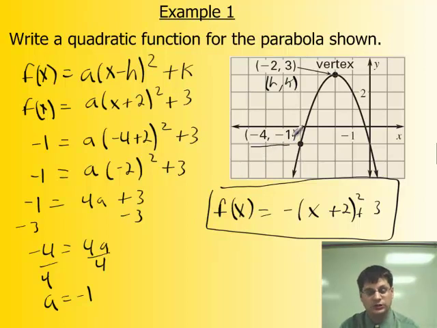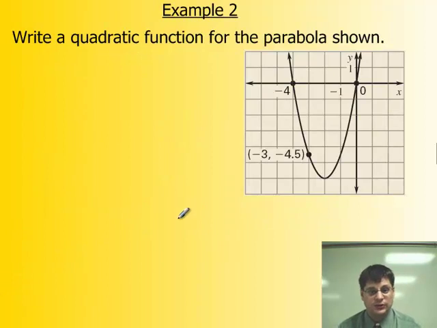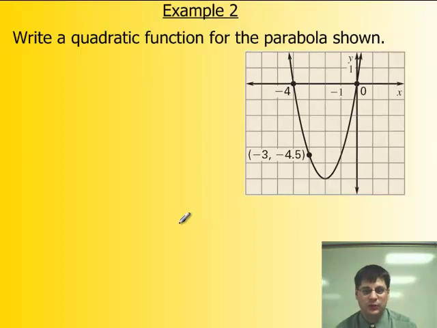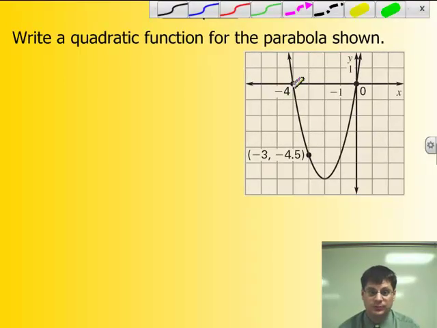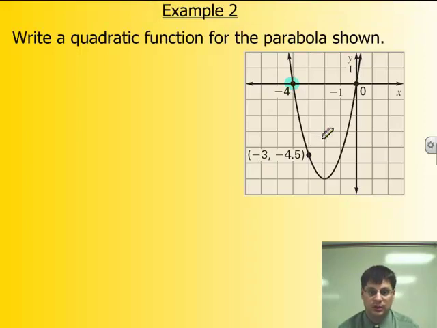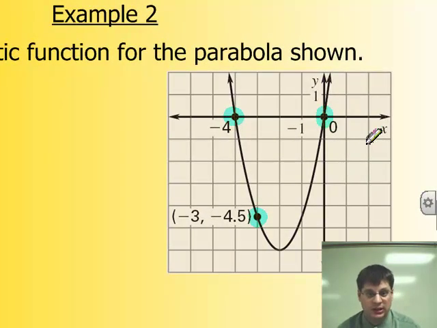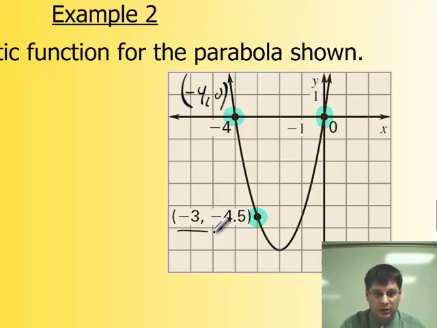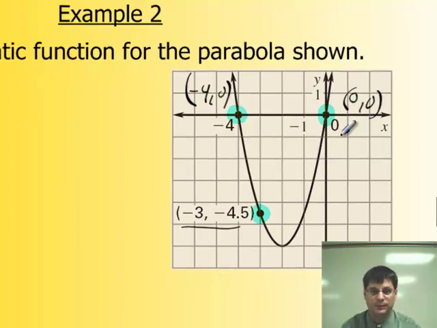So if we're given a couple of points, one of them is the vertex, we can go from graph to equation using this method. Example 2, we're going to write a quadratic function for this parabola. And if we look at this one, we're given 3 points. An intercept here, a random point on our parabola, and an intercept here. So this point would be negative 4, 0. We have negative 3, negative 4.5, and 0, 0 would be our third point.